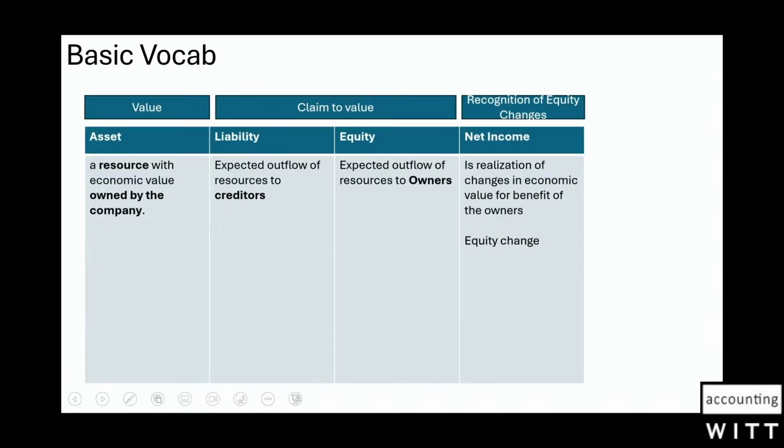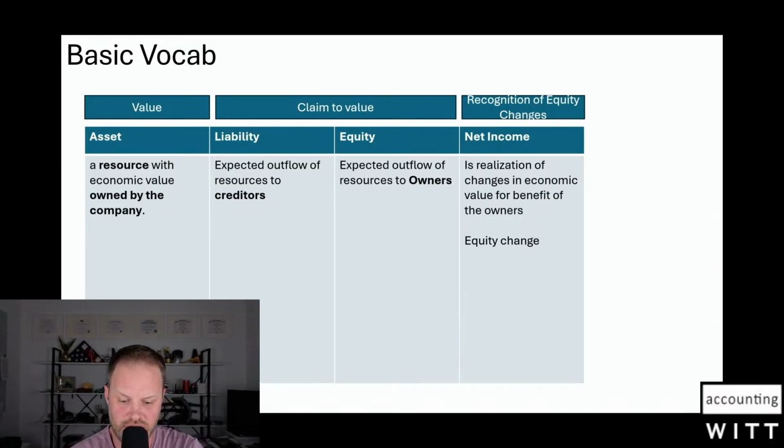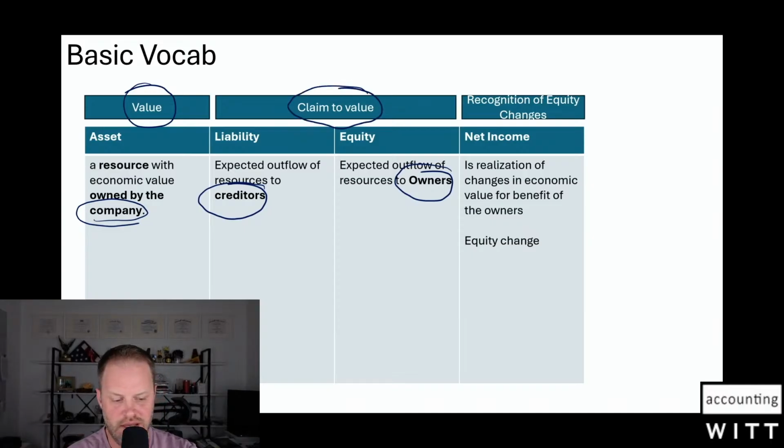All right, so let's go over these vocab words real quick. An asset is a resource owned by the company. A liability is the expected outflow of resources to creditors. Equity is the expected outflow of resources to owners. And then the whole changes. So let me go to the top here. It's all the value of the company's assets, who has claim to that value, and then how the claim of the owners has changed.